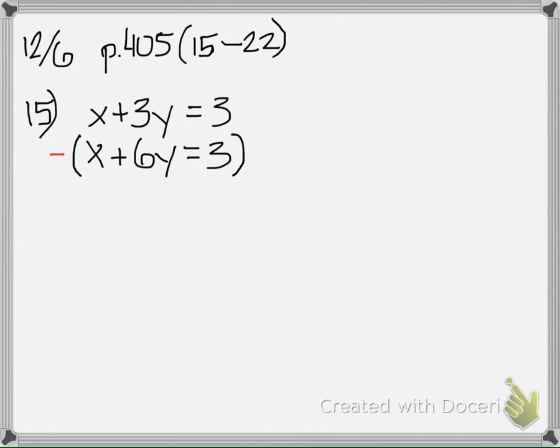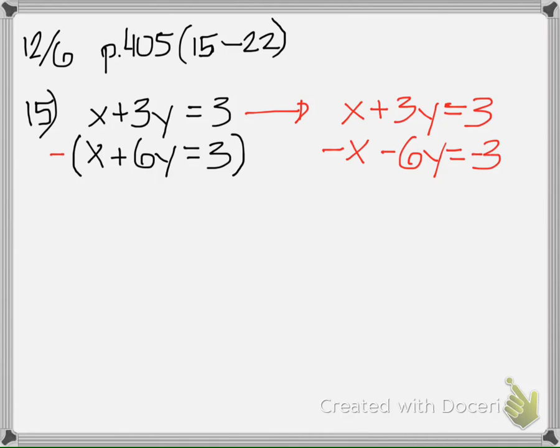Now, when I do that, I'm going to show you what happens to your equations. So, this first equation stays exactly the same: x plus 3y equals 3. Your second equation becomes -x minus 6y equals -3.